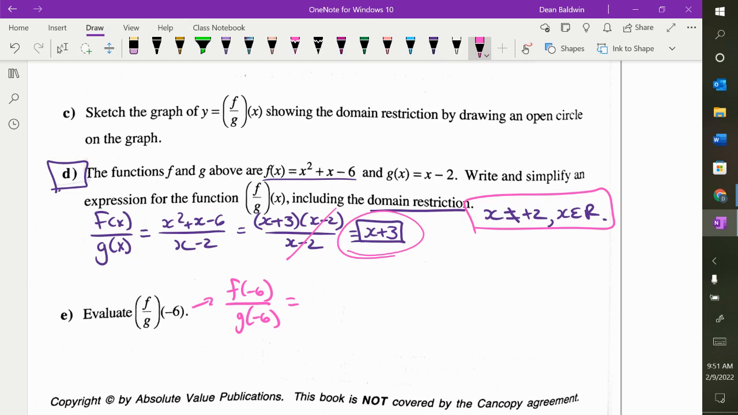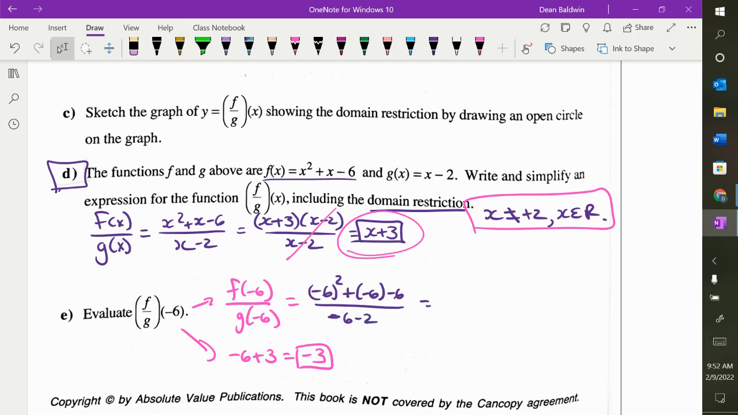There you go. If you've already simplified f over g of x to get a new function, just plug that into there. That's going to be way faster. So I would just go negative 6 plus 3 is negative 3. And just to show you that it does equal the same, if I did f of negative 6 and g of negative 6, if you do all that, you're going to get negative 3 as well. I'll let you do the math if you really want to.